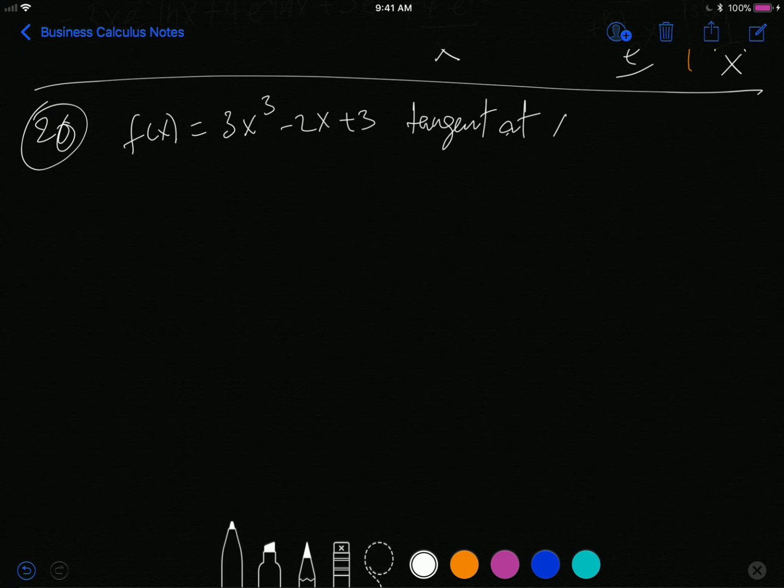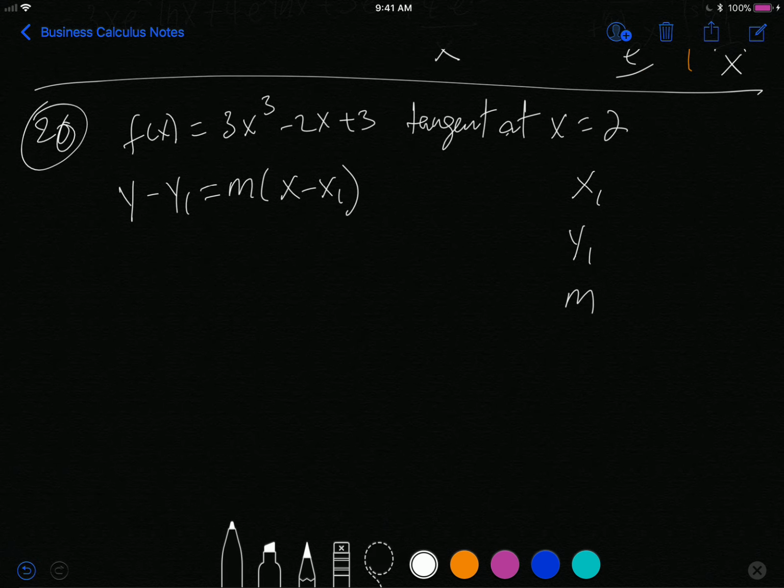at x equals 2. Well, to find the tangent at x equals 2, I need to use the equation y minus y1 is equal to m times x minus x1. To fill in this equation, I have three unknowns. I have x1, I have y1, and I have m. I need to find each of these unknowns to be able to figure out what my equation of my tangent line is going to be. The good news is I already have x1. x1 is the given value of x, so that's 2.